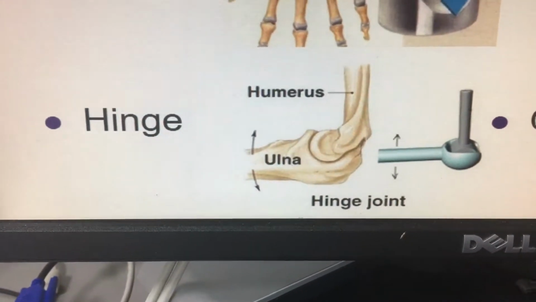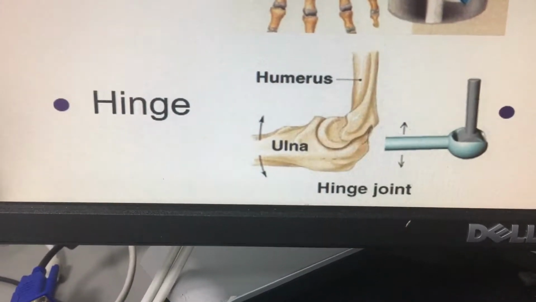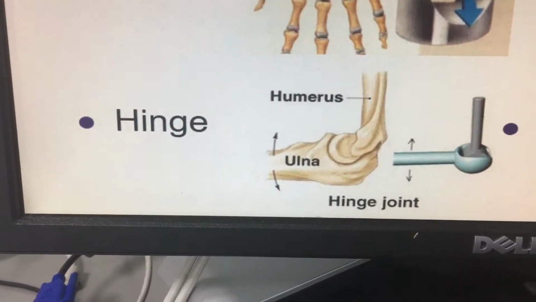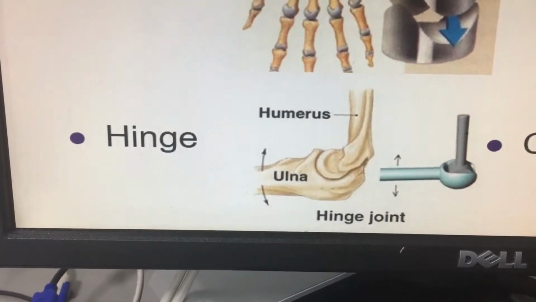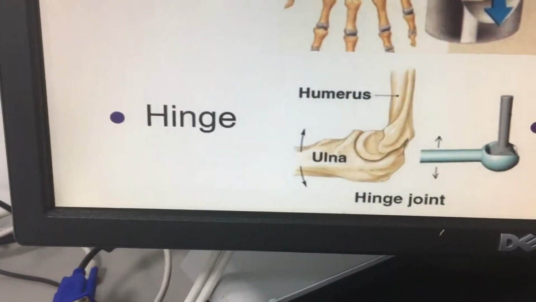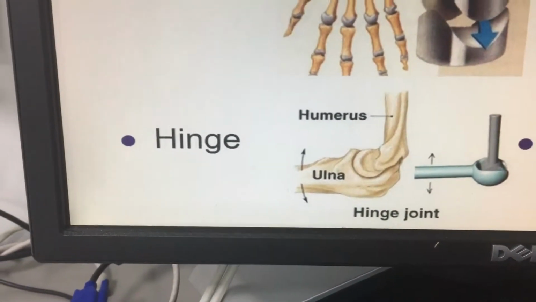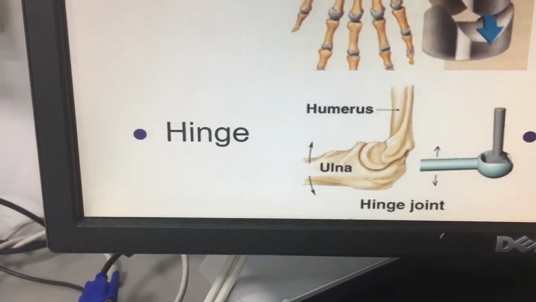Next one down, we've got a hinge joint. Very simple joint, allowing for opening and closing. Right, so one direction of movement. You've got your elbow, where we get flexion extension, your knee, flexion extension, and whilst it's a bit more complicated as well, you do have a hinge joint in your ankle.